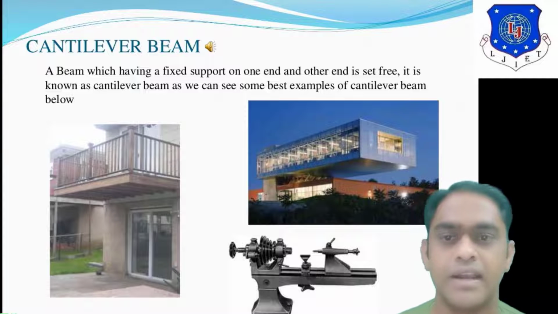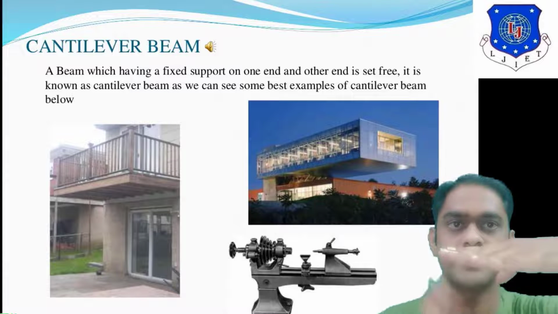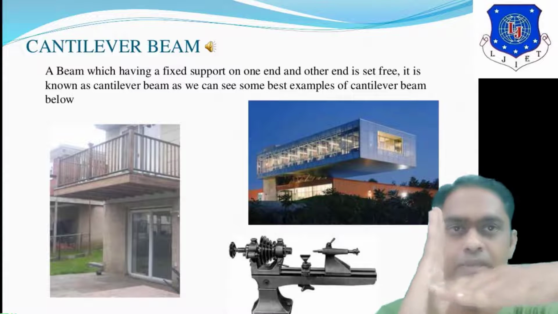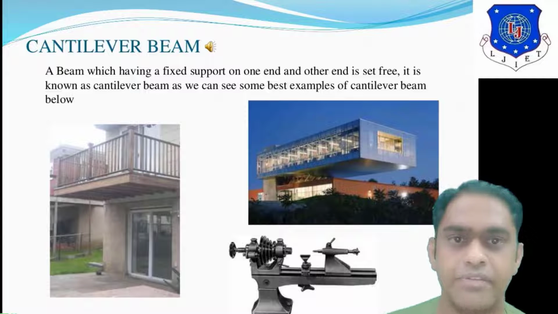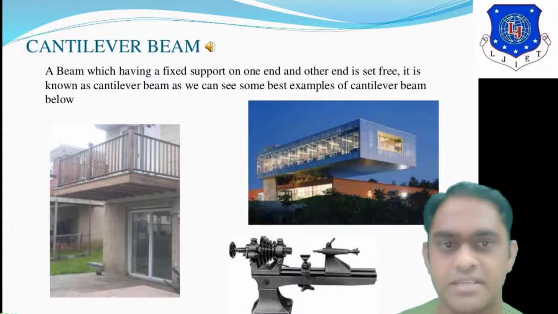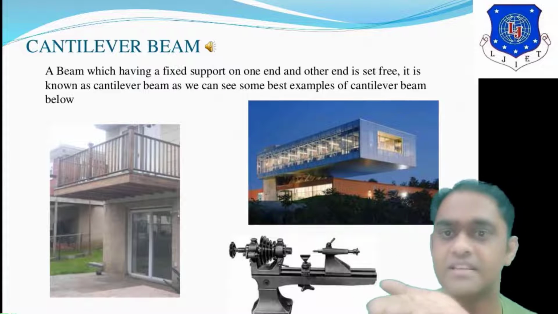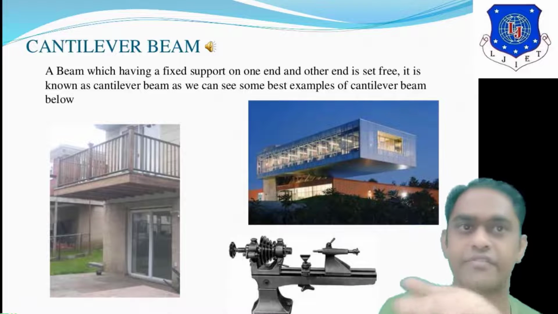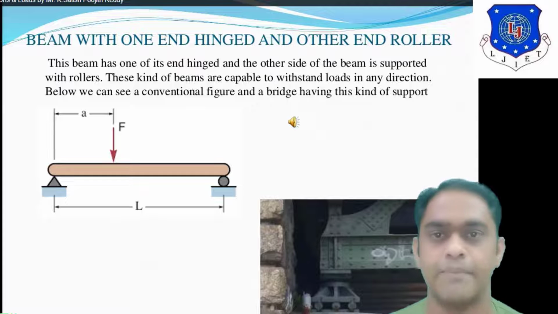Cantilever beam. Cantilever beam means what? The beam or the structure is fixed at one end only. Then this type of beam is known as cantilever beam. So one end is free and one end is fixed. It is known as cantilever beam, as we can see some best examples of cantilever beam in the figure. See the structure in which one end of the gallery is free and the other end is fixed at the wall. So this type of beam is known as cantilever beam.